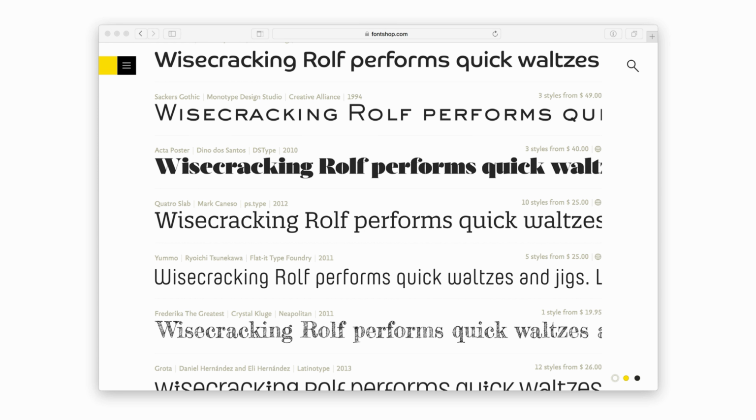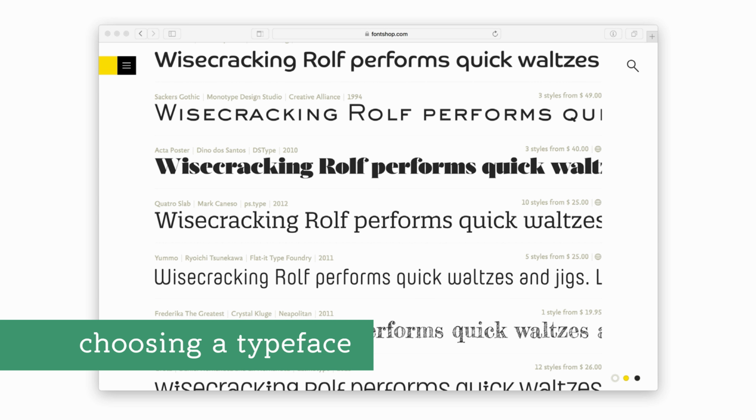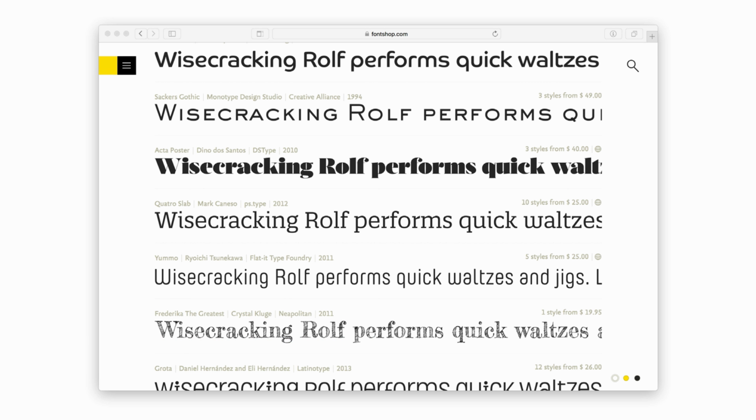Today, there are hundreds and thousands of available typefaces, so the choice of what typeface to use for a project can be overwhelming. There's no magic recipe for choosing type, but in this lecture, we'll look at some of the pragmatic considerations that may inform your choice. Next week, we'll move on to some more nuanced considerations.